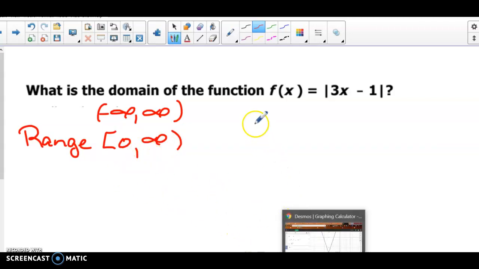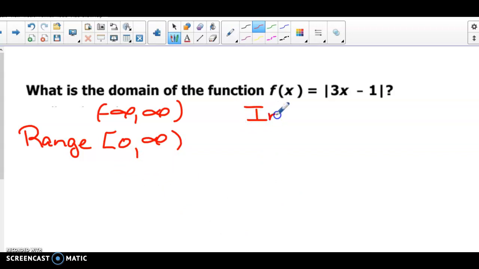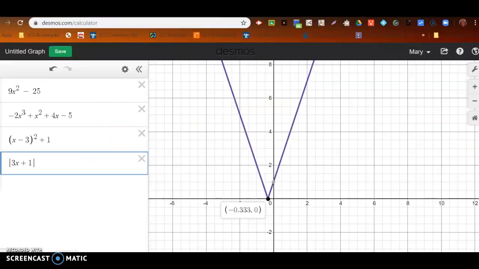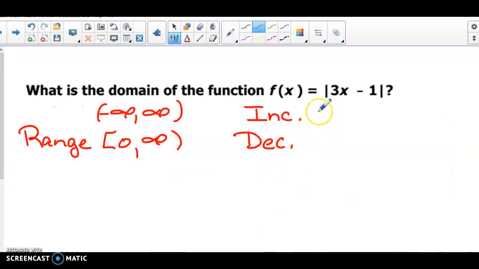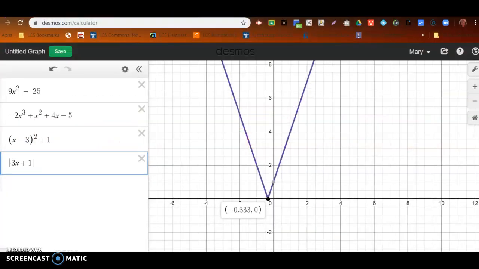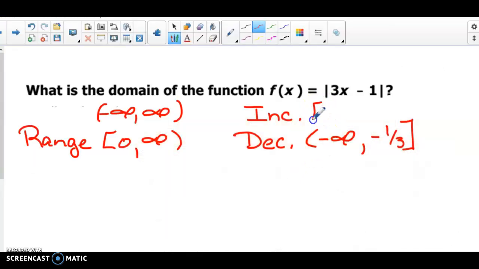If we're looking for increasing and decreasing intervals, we can pull that one up from this graph also. It decreases from negative infinity until it gets right here. What's my x value? Well, that's negative 1/3. So it is decreasing from negative infinity until it gets to negative 1/3. Once it gets to negative 1/3, then it starts moving back up again. So that's my increasing interval from negative 1/3 to positive infinity.